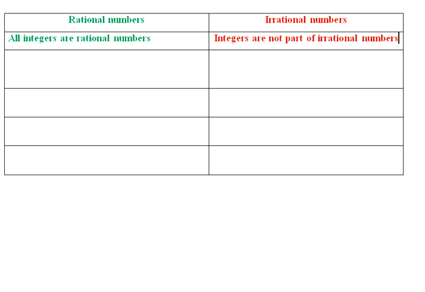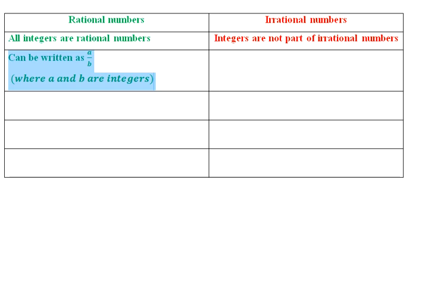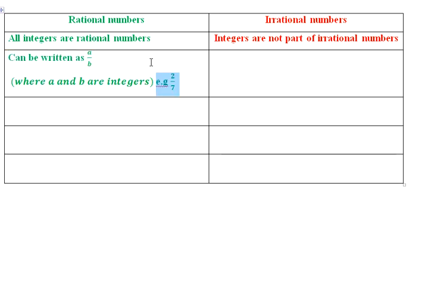If we write rational numbers as a fraction, both the numerator and denominator have to be integers. Okay, we can see that we've got 2 over 7 as an example there. 2 is an integer, 7 is an integer.